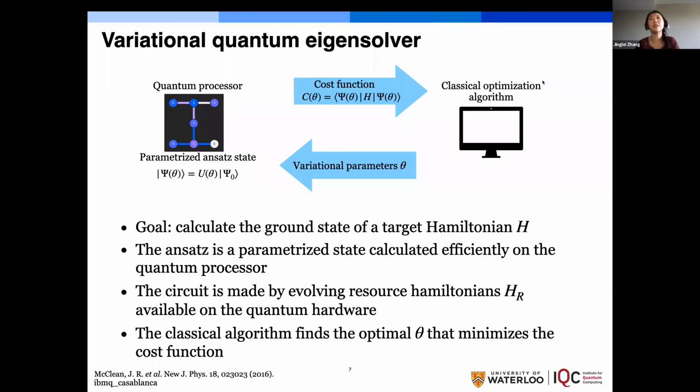So this cost function is then sent to the classical processor that will have an optimization algorithm that will make some new guesses for what the best theta is, and then send them back to the quantum processor to again prepare the state and measure it, right? So there is this loop that is iterated, and hopefully, if my parameterized state is chosen well enough, at some point I will find the thetas that minimize the expectation value of the Hamiltonian, and therefore I have found the thetas that produce the ground state of the model that I'm looking at.